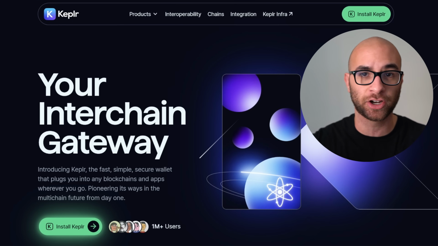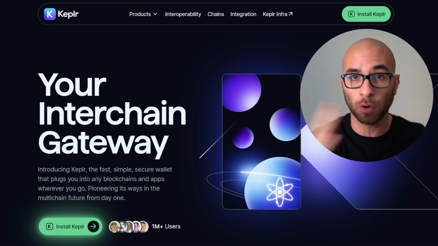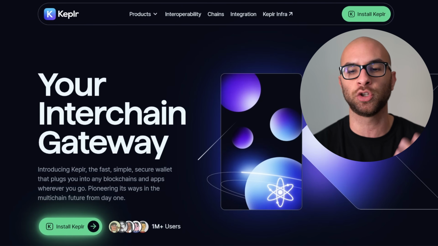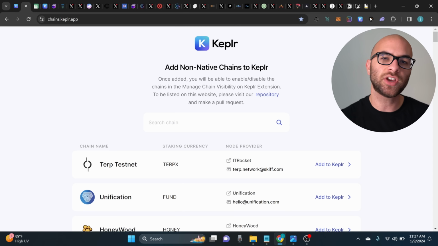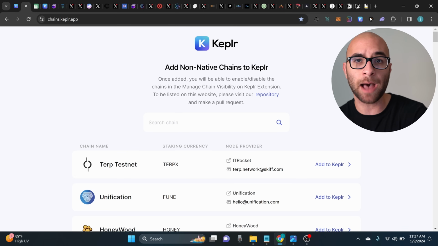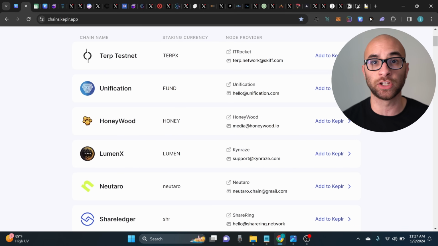To get started here, you're going to need a Keplr or a Leap wallet. I'm not going to make a full guide here on how to set all of this up because there are so many different guides out there, but make sure you have one of these wallets installed. I personally really like Keplr. Once you guys have your Keplr wallet set up, I recommend going to chains.keplr.app and adding in any chain you may need to use in this video as well as future videos.